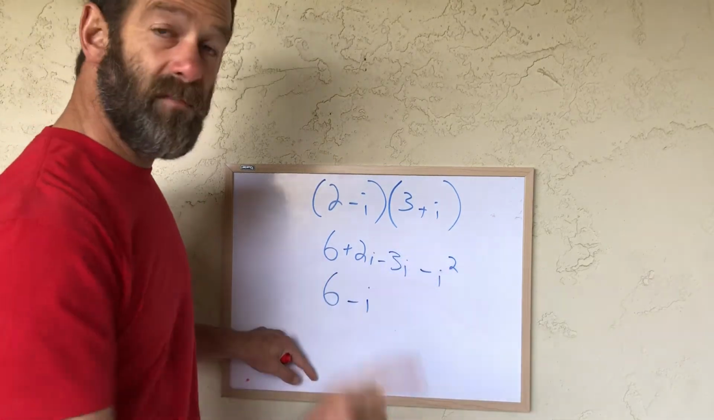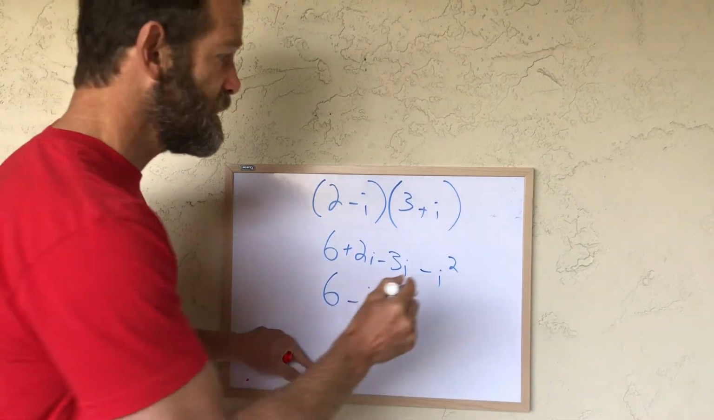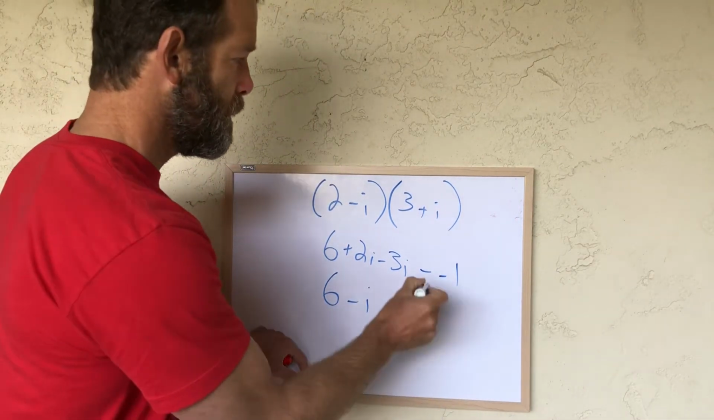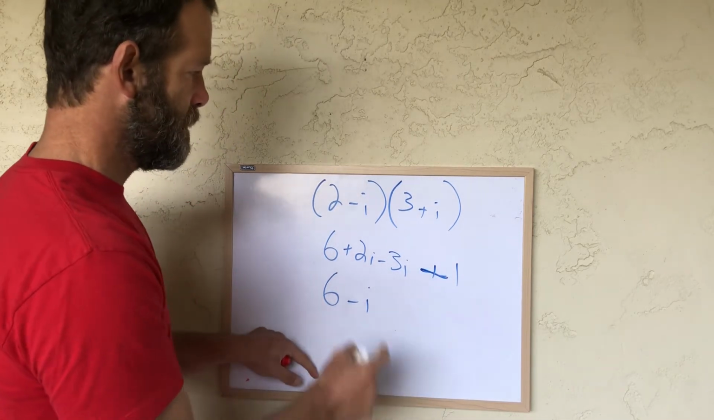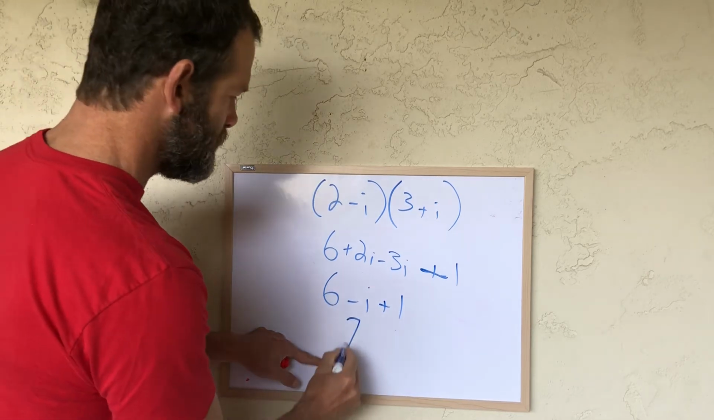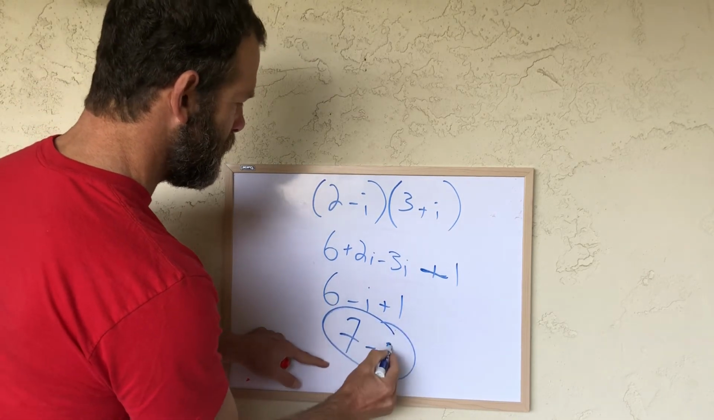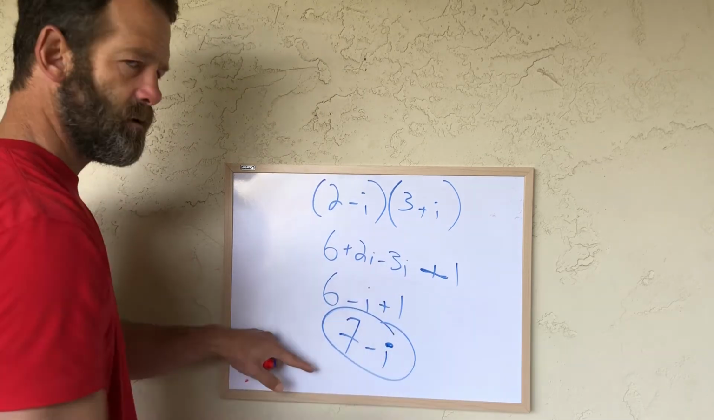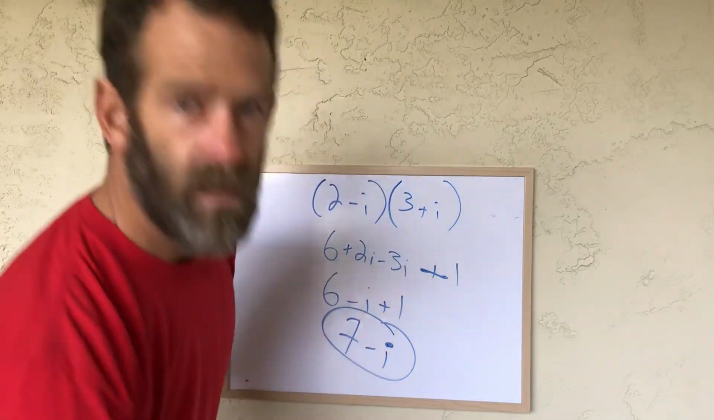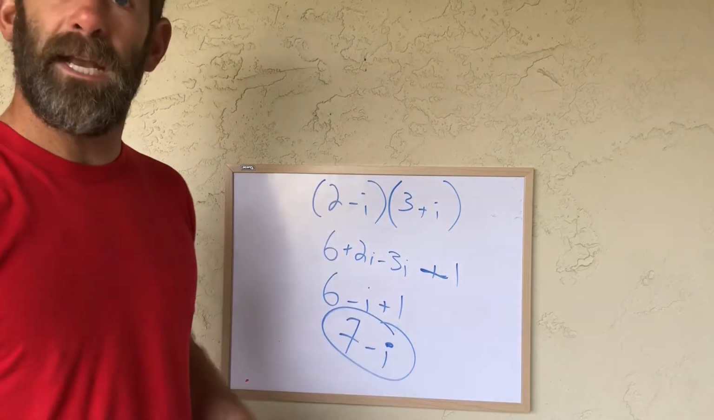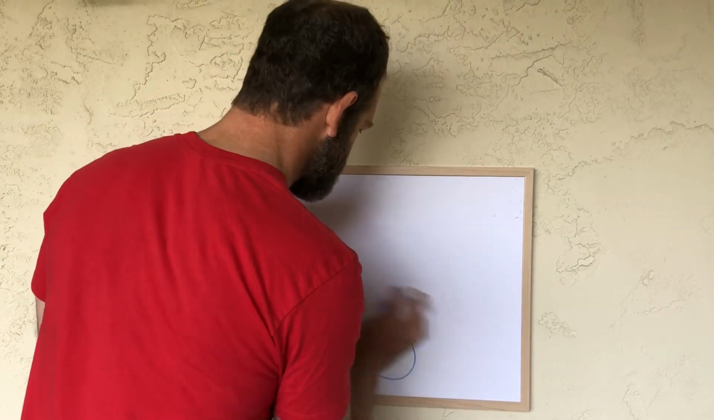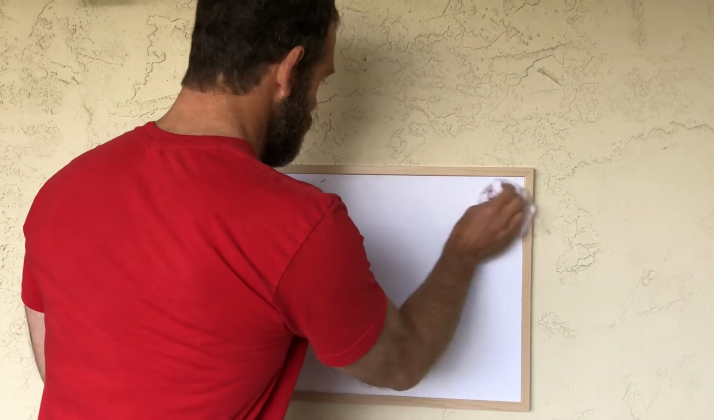I squared, remember from last year, whenever you have i squared, it equals negative 1. These two negatives become a positive. 6 plus 1 is 7 minus i. So if you had this question that said simplify, your simplified answer would be 7 minus i. Sorry if I went through that a little fast, but if I did, go ahead and rewind it to see where I lost you.